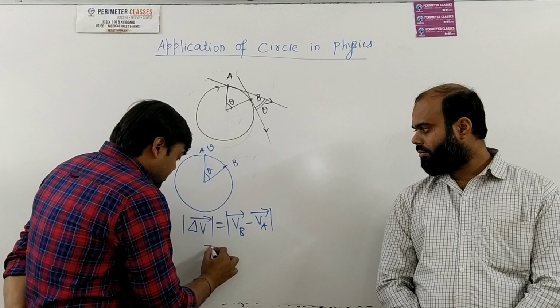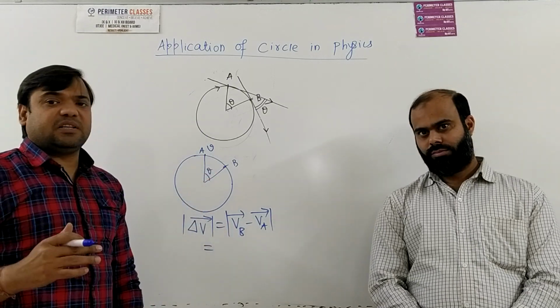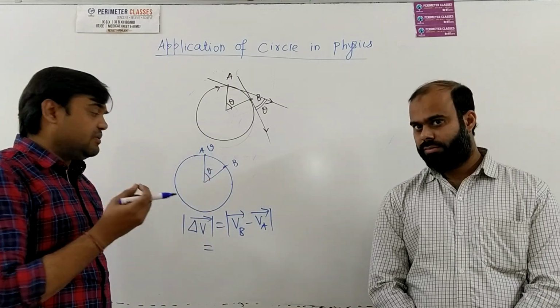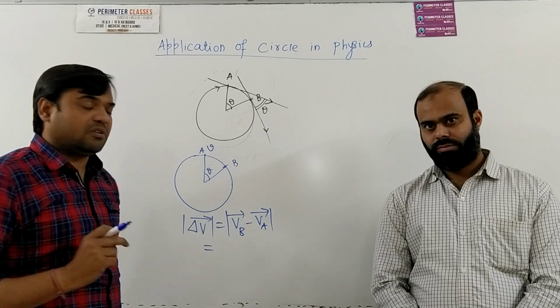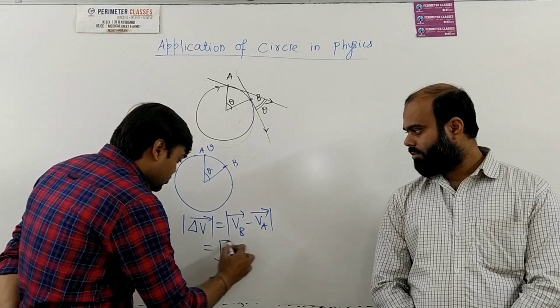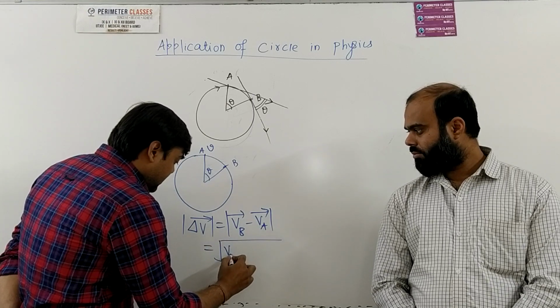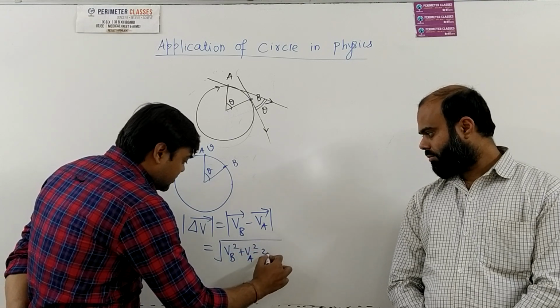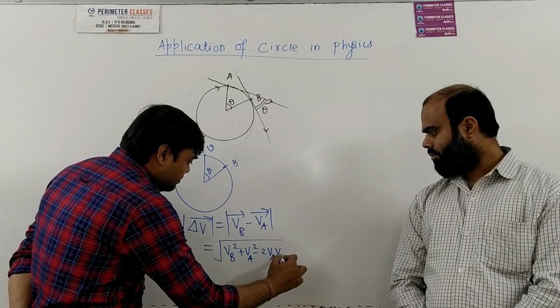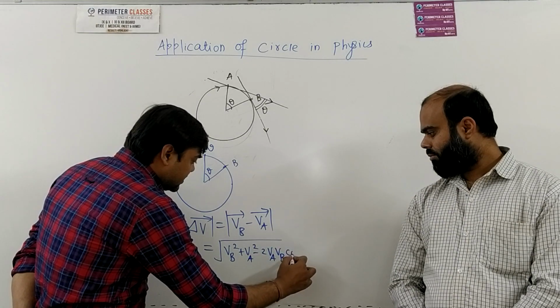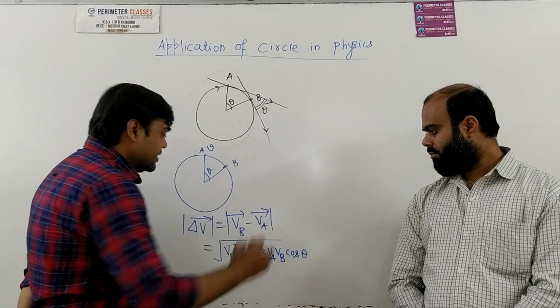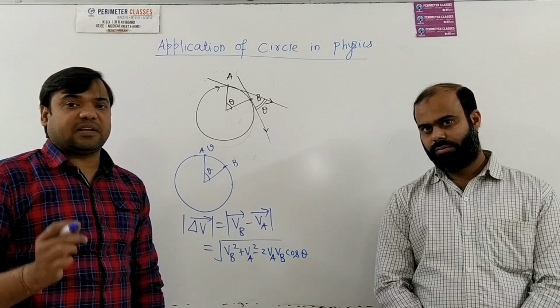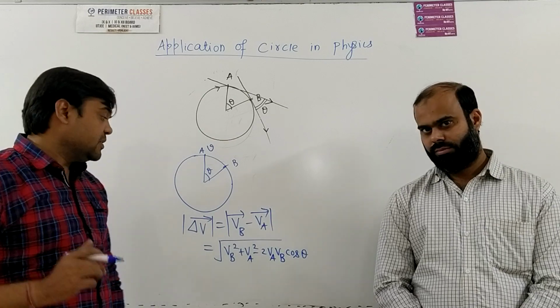The details of this formula can be discussed in some other lecture, but here I am just writing the formula of change in velocity. So it is under root of v_B square plus v_A square minus 2 v_A v_B cos theta, where theta is the angle between velocity vector A and velocity vector B.